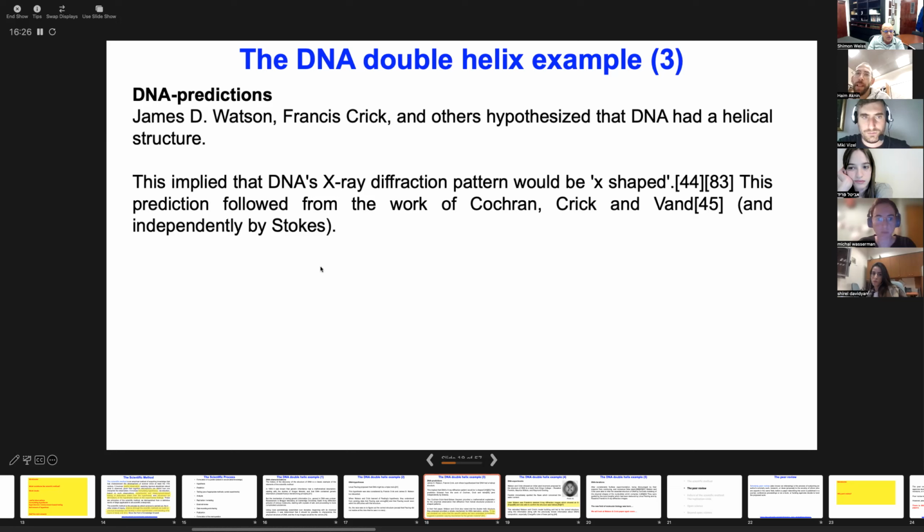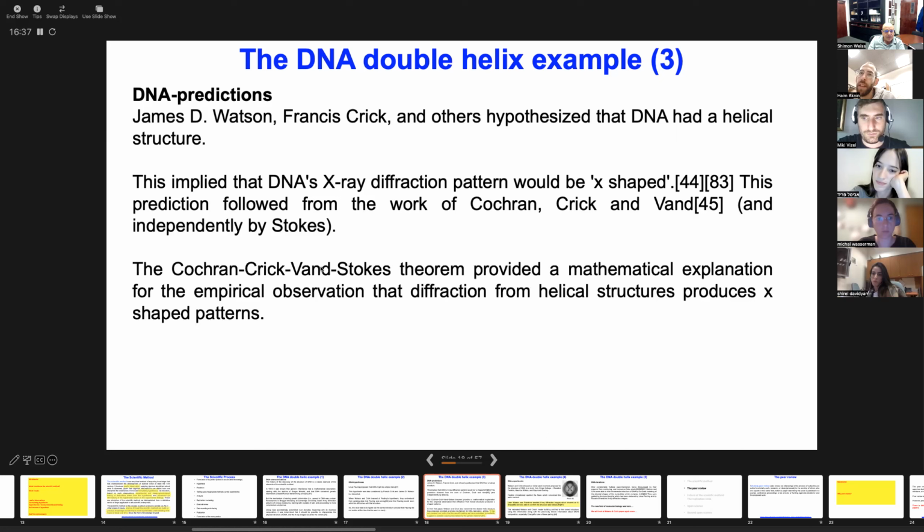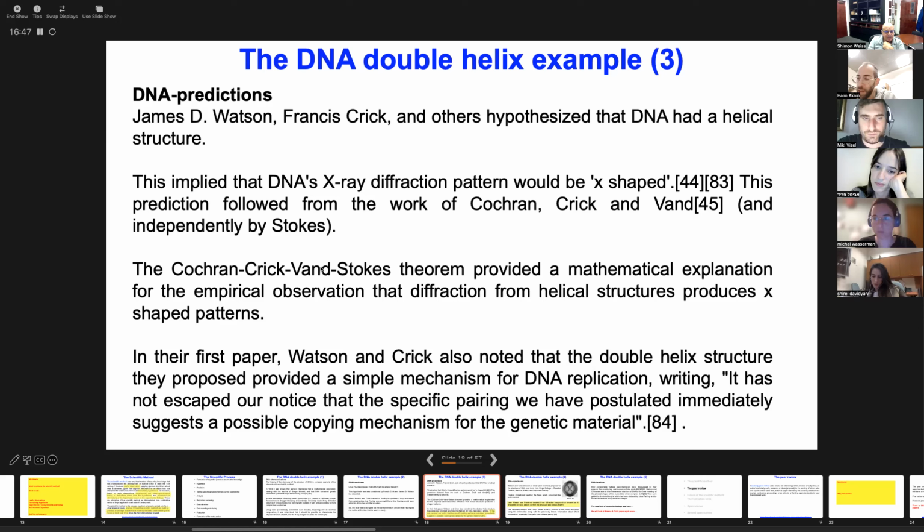This prediction followed from the work of Cochran, Crick, and Vand. That was a mathematical, at that point, they did not do simulation. Everything was analytical by hand. So this prediction provided mathematical explanation for the empirical observation that diffraction from helical structure produced an X-shaped pattern.